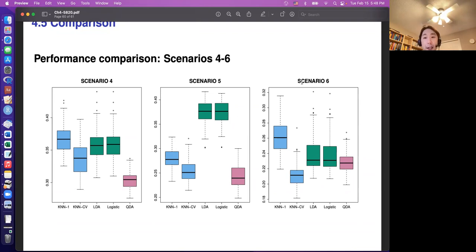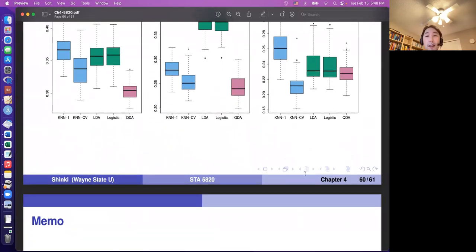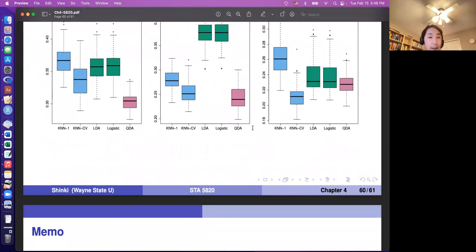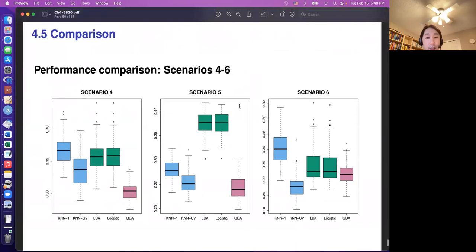Scenario 6, a really complicated model. KNN CV is the best, then QDA next, and LDA and logistic are not good. So basically this tells us which model is the best. Which model is the best? That question depends on the data. Based on the true data, the best method is different. So you can try these methods.